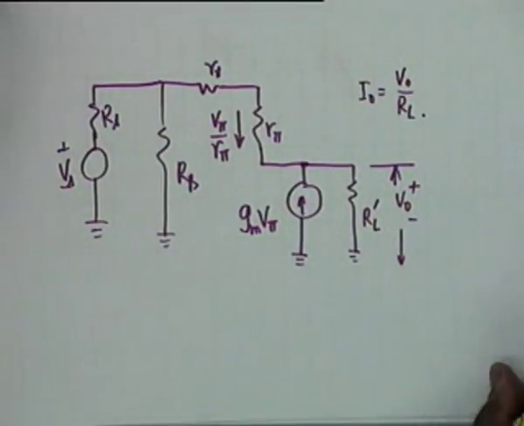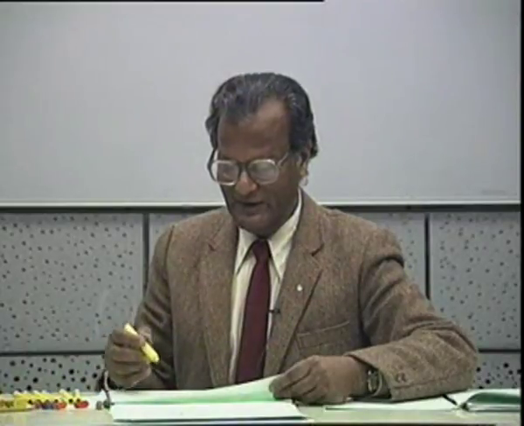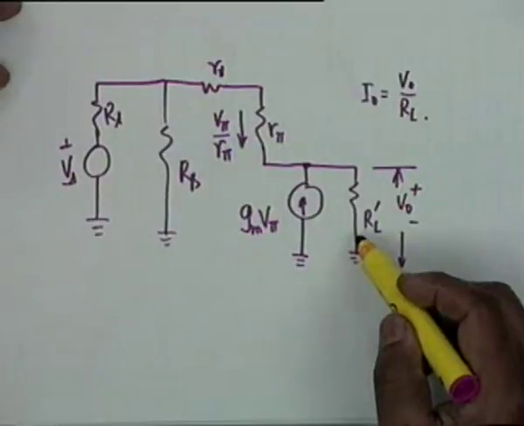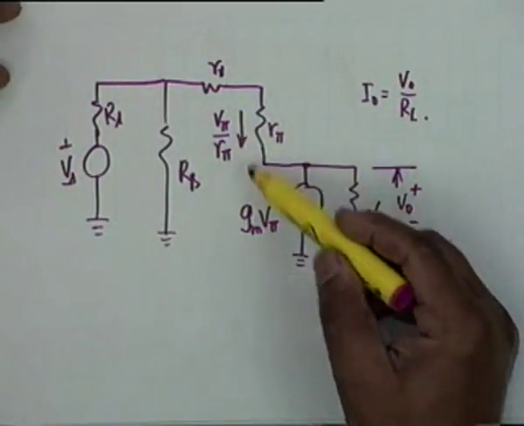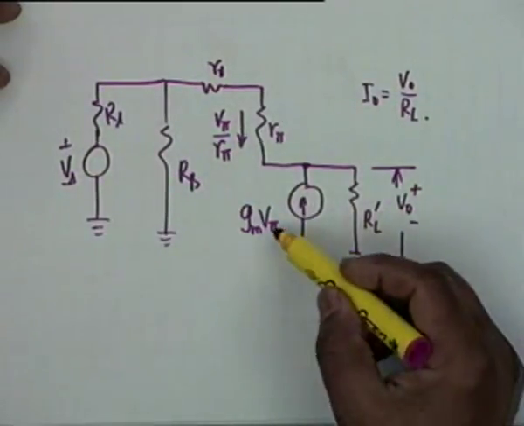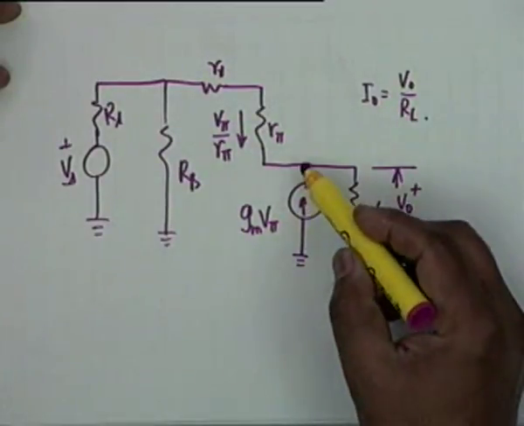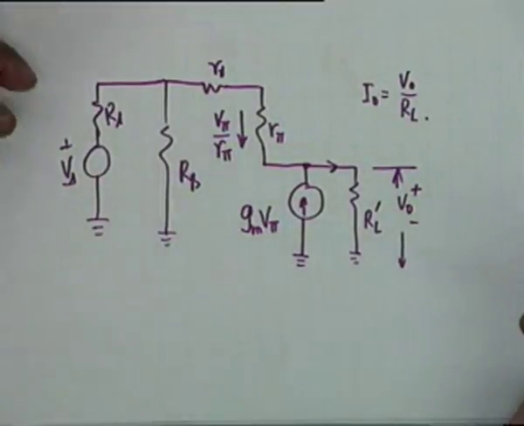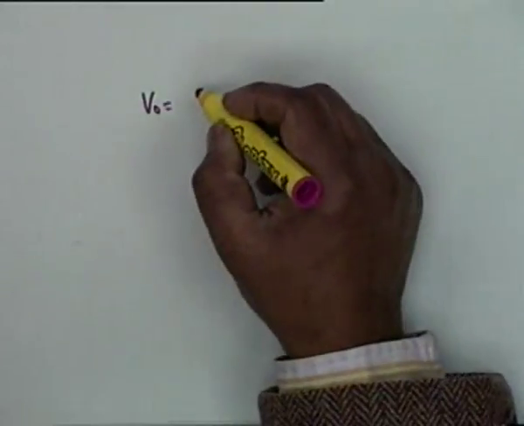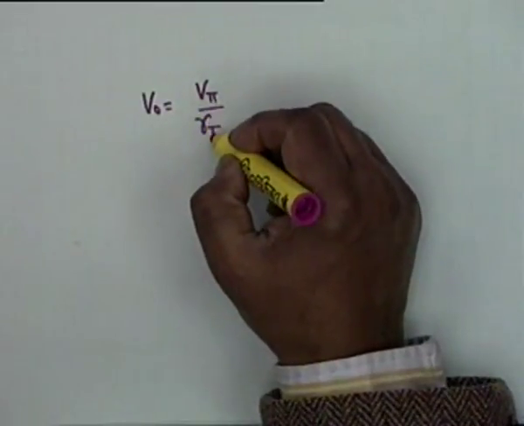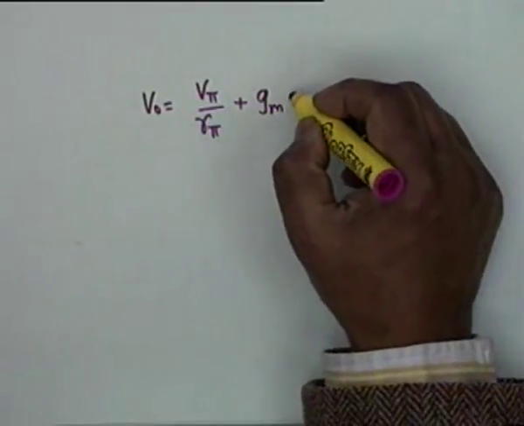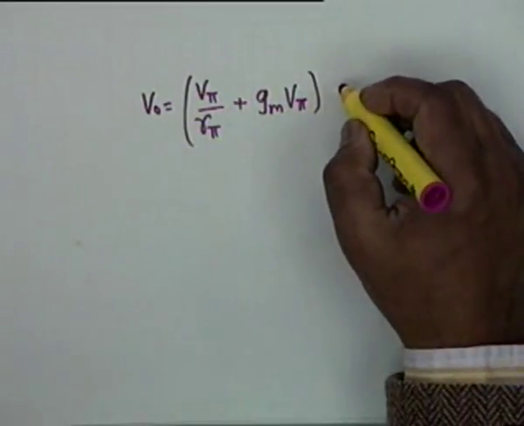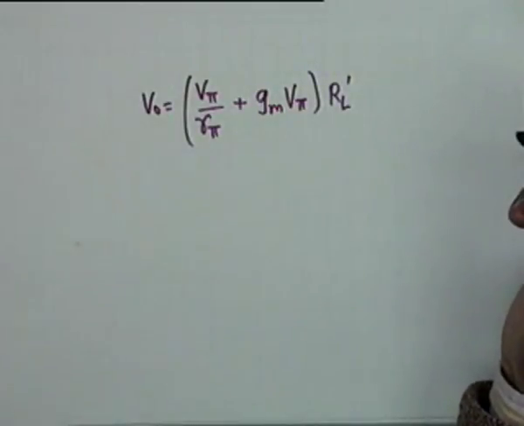Now, therefore, in this simplified picture, one can very easily write the value of V0. As you see, V0 is the effect of two currents coming over here, V pi by R pi and gm V pi. These two currents then flow through RL prime. And therefore, V0 is simply V pi by R pi plus gm V pi, multiplied by RL prime. R0 is included in RL prime.